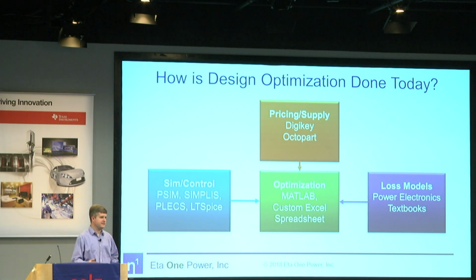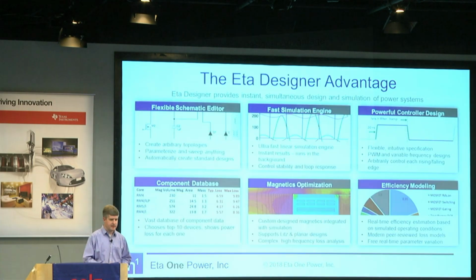Then you want to calculate how efficient your supply is, so you're going to go through a bunch of math using textbook models or other things you've seen in papers and so forth. And you wrap it all together in Excel, in a spreadsheet. Every designer has a spreadsheet that tries to estimate the loss of their power supply, and it does it to varying degrees of accuracy. And if you're fancy, maybe you come up with a MATLAB script to optimize this, or something like that.